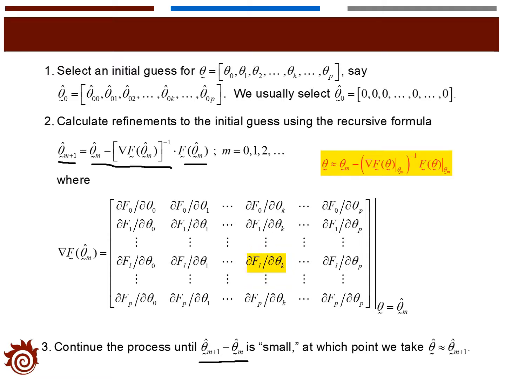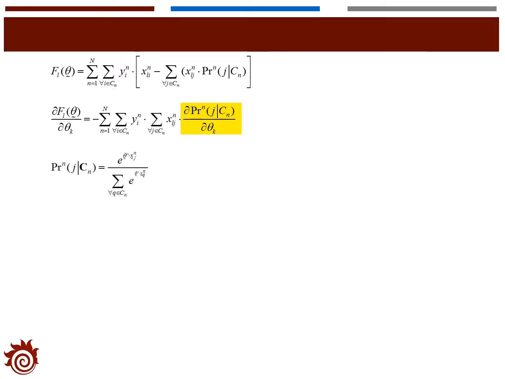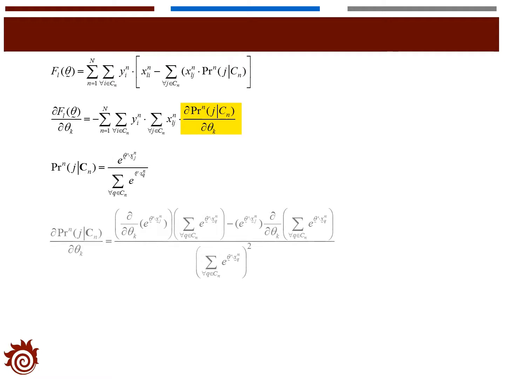That is partial FL over partial theta k. From our previous analysis, we have the expression of FL theta, and then it's easy to write down partial FL over partial theta k. In this equation, we just need to find out the expression of partial probability J over partial theta k. With the MNL model, we can define the probability of choosing mode J as the formula here, and then we can apply the knowledge of calculus to find out the partial differentiation.